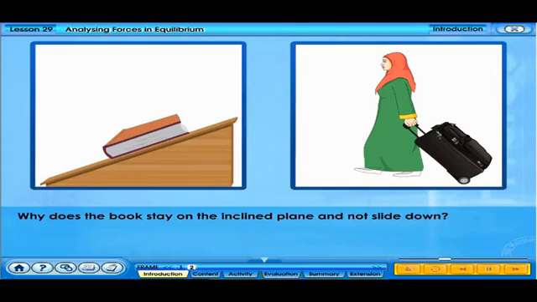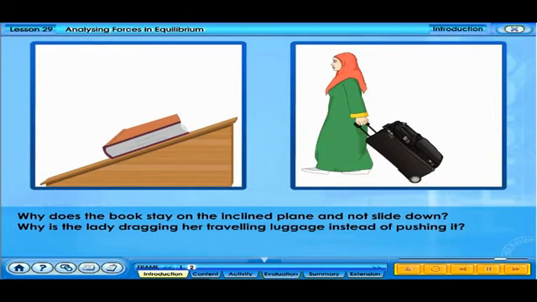Why does the book stay on the inclined plane and not slide down? Why is the lady dragging her traveling luggage instead of pushing it?